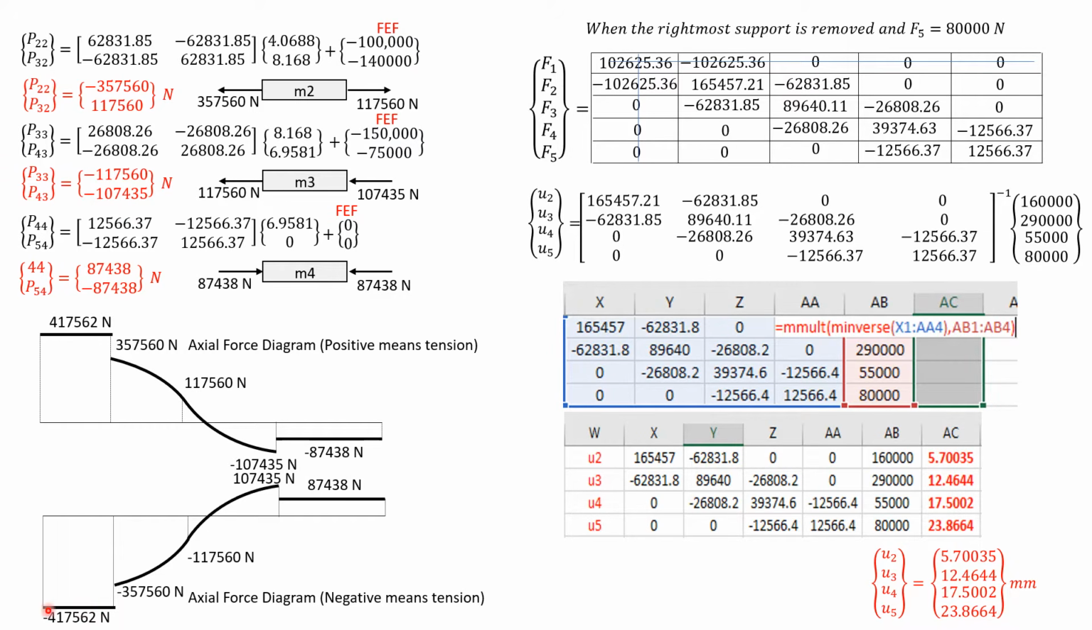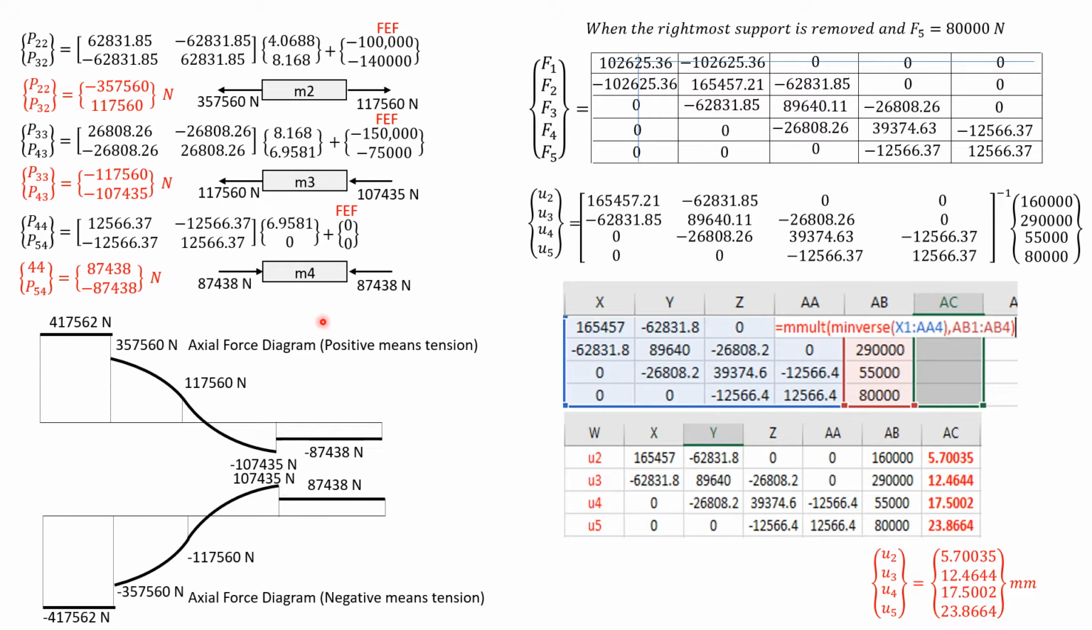So therefore member 1 is negative 417,562. Then you have here negative 357,560 up to 117,560. Then next is 117,560 to 107,435. So negative tension, so it is now in compression.